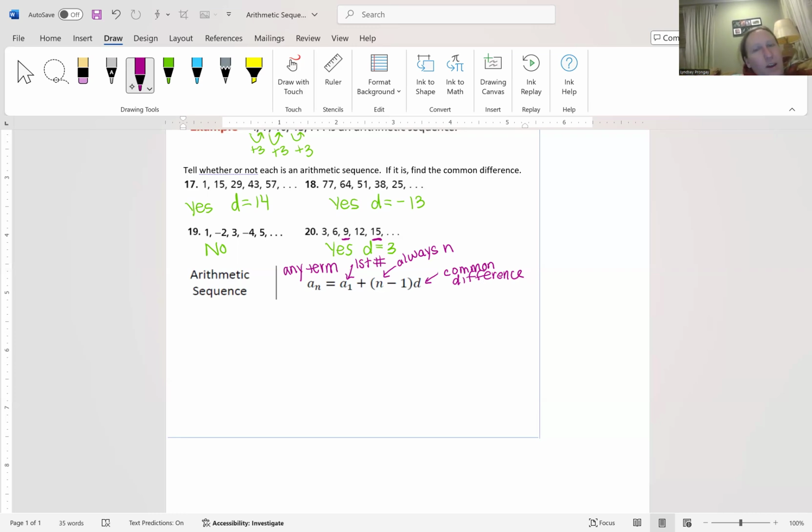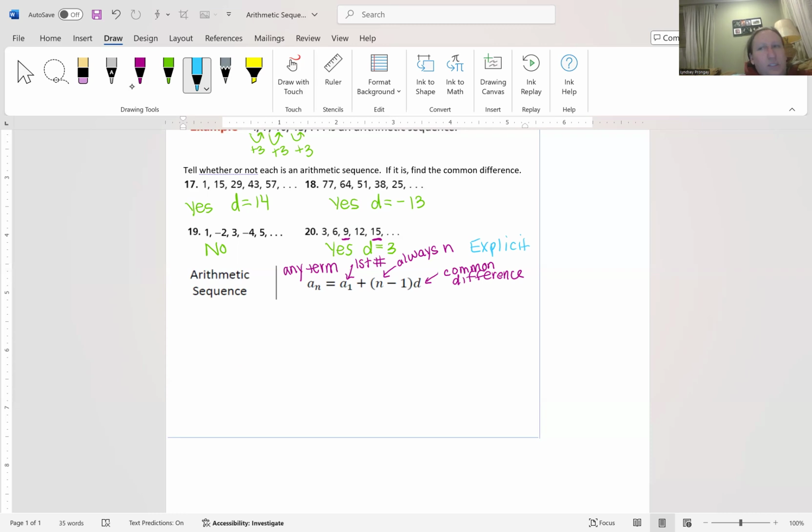So now, I do want to note also that this is called the explicit formula. There is also something called the recursive formula, and we're not worrying about that because I think this is the only thing that you would really see. Okay, I'm hoping, fingers crossed. So it's the explicit formula for an arithmetic sequence.